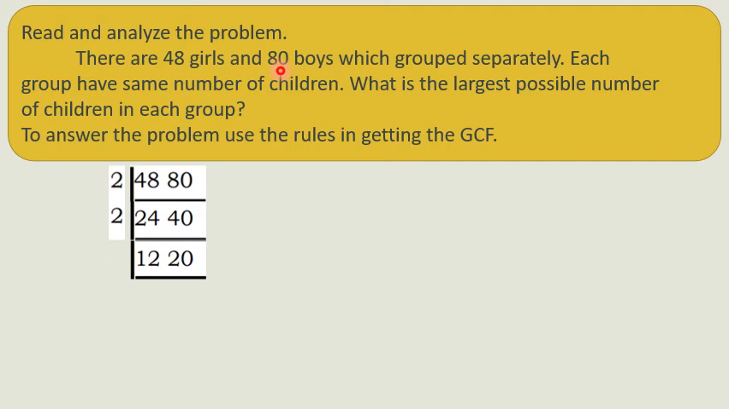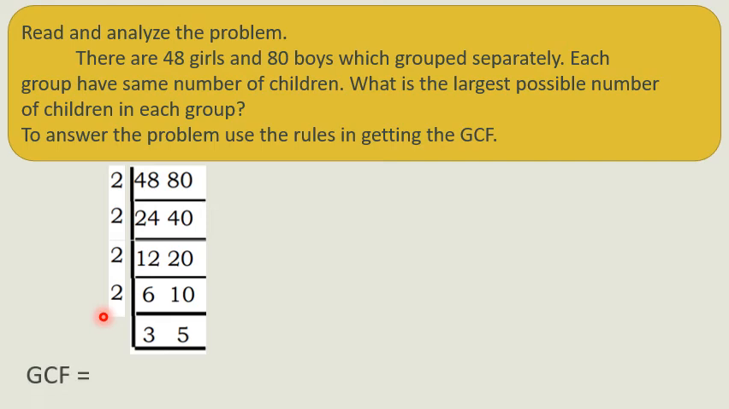Then, since ang 12 and 20 po ay even number pa din, pwede natin i-divide sa 2. So, 12 divided by 2 is 6 and 20 divided by 2 is 10. So, since ang 6 and 10 pa rin ay even number, pwede pa rin natin i-divide sa 2. So, ang 6 divided by 2 is 3 and 10 divided by 2 is 5. So, since ang 3 and 5 ay wala na pong common factor, so GCF po ito ha, pag wala na common factor, wala na tayo pwedeng i-divide. So, ibig sabihin, ito pong 4 na nasa gilid lang ang pwede nating ipag-multiply para makuha ang GCF. So, ibig sabihin, ito po ay 2 times 2 times 2 times 2 na ang answer po is 16.